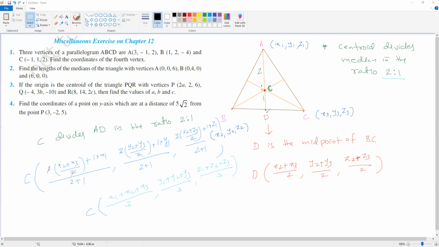So we use the second formula there. Before that we needed the coordinate of D. D is the midpoint of BC, so we got it using the midpoint formula. Then the point that divides A and D in the ratio 2 is to 1, so we use the section formula to find the coordinates. Clear?